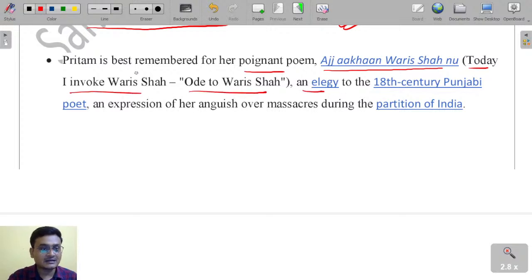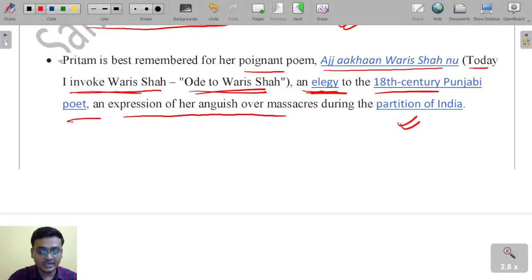Remember that Aaj Akhan Waris Shah Nu, I invoke Waris Shah, is actually an elegy to the 18th century Punjabi poet, an expression of anguish over the massacre during the partition of India. So this poem deals with the themes of the partition of India. This was one of the famous writings of Amrita Pritam, which is an elegy.